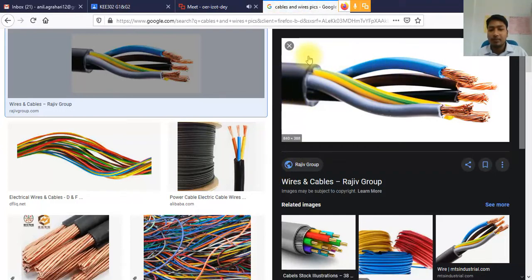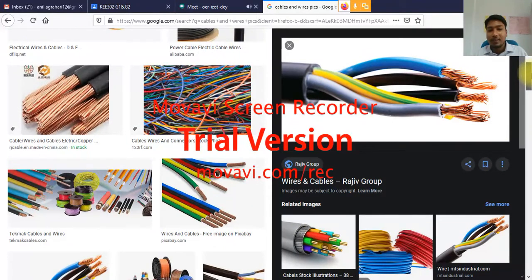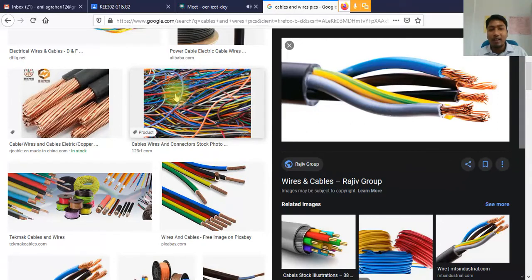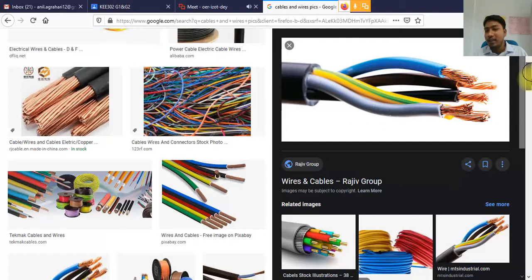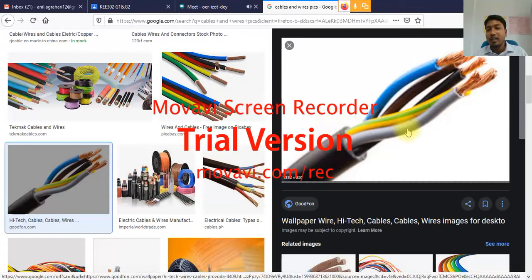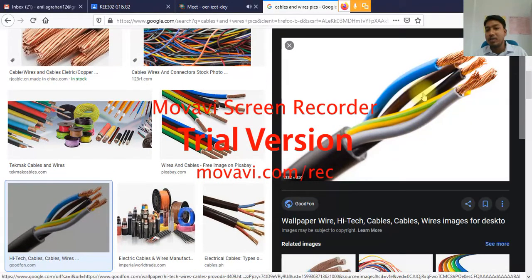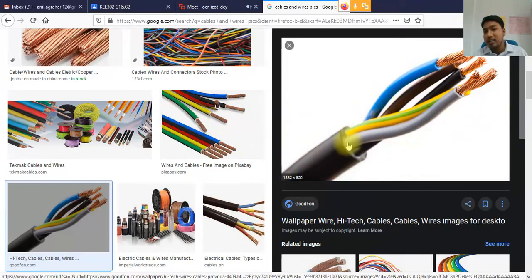This is a cable. Okay, this diagram is of a cable, and this is a wire. Okay, this is a wire. So from here you can understand very well the difference: this is a wire, and the group of all these wires is a cable.